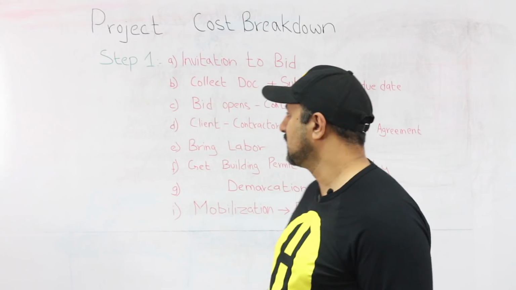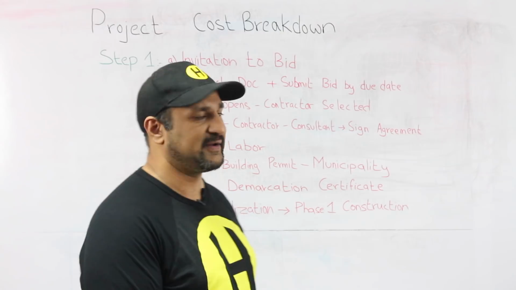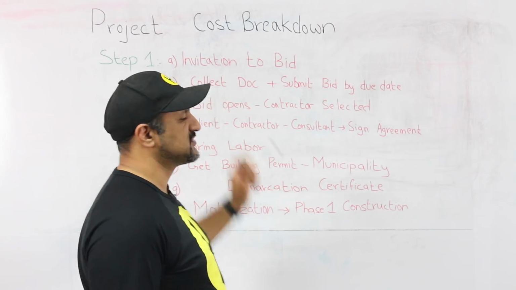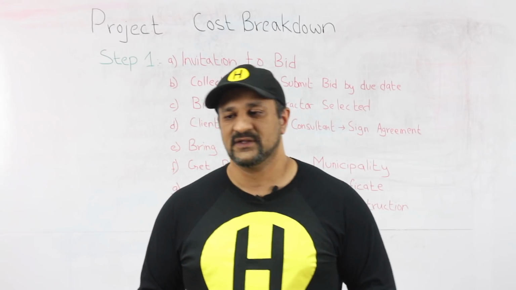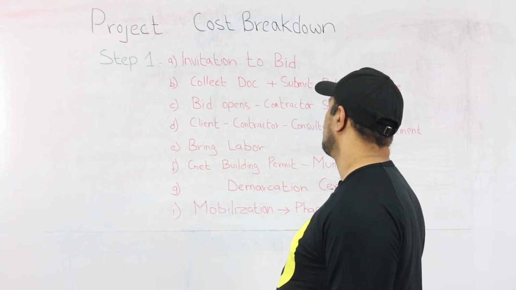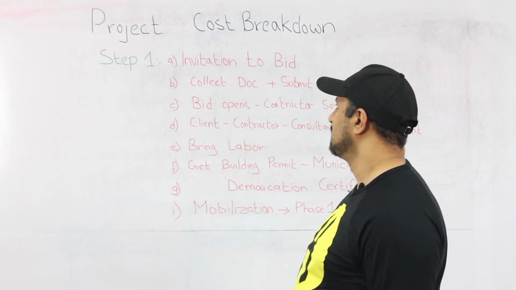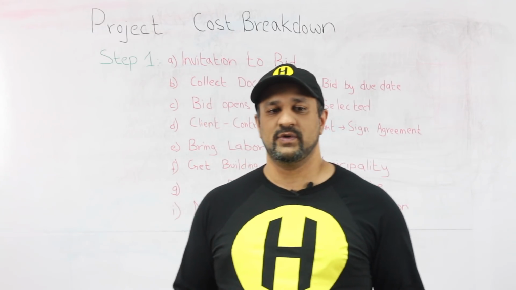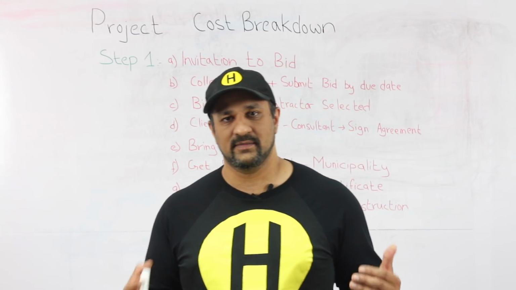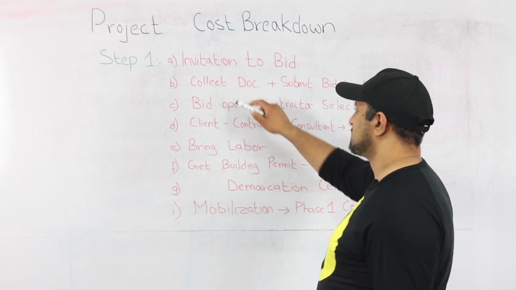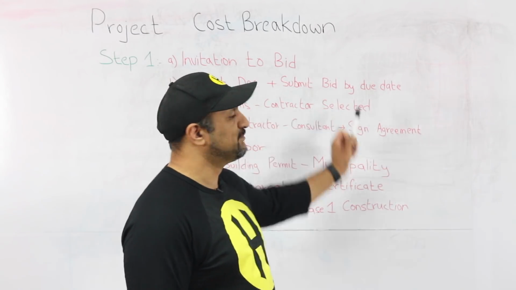Now in step one, I want to share with you the process, just so you understand this stuff and you're educated about it. Step one is the consultant basically has a client come to him and say, I want this villa built. The consultant then creates the drawings, and then he invites contractors to bid. So there's an invitation to bid. We receive the invitation from the consultant, we prepare our bid, and then we send it in. It's basically a process of collecting the documents that they send, and then submitting the bid by the due date.